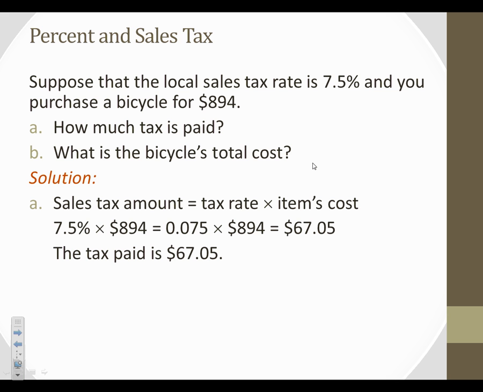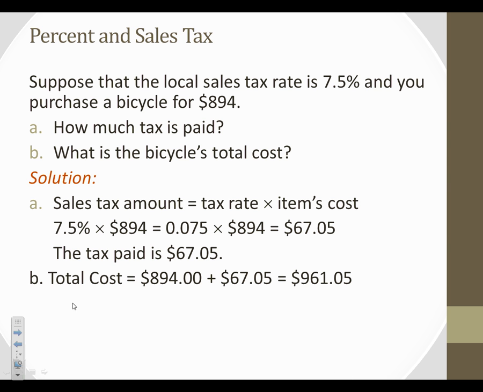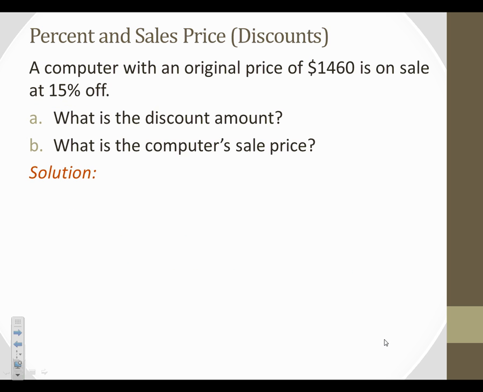So how would we find the total cost? Hopefully you thought to yourself that we would add the tax back to the cost of the bicycle and find out that the total cost is $961.05. Okay, that's sales tax. Now we might have a sales price or a discount. A computer with an original price of $1460 is on sale at 15% off. What is the discount amount?